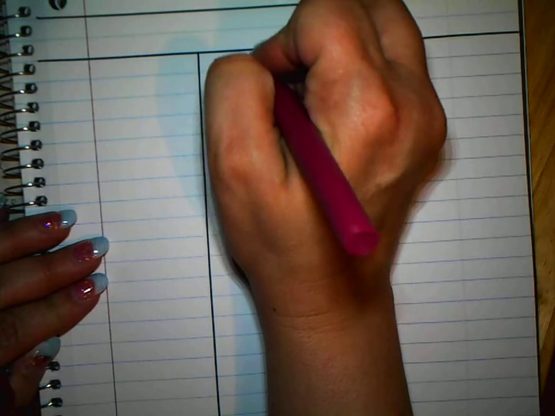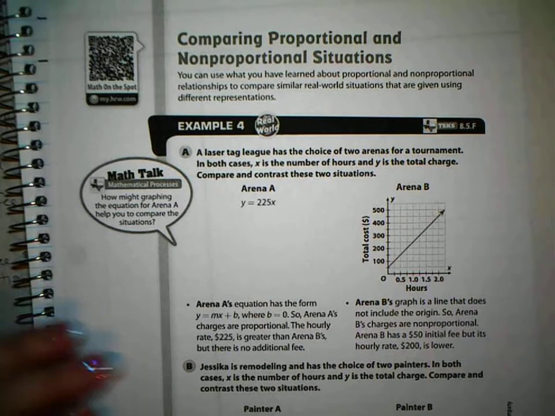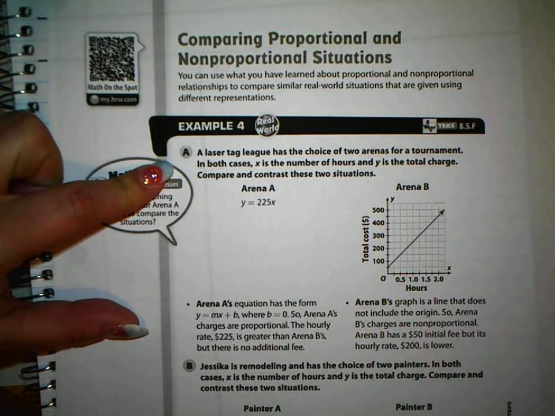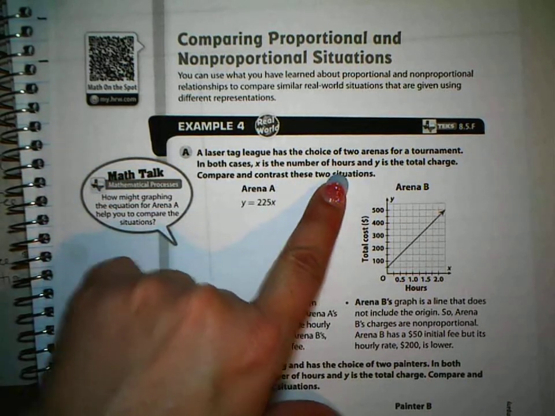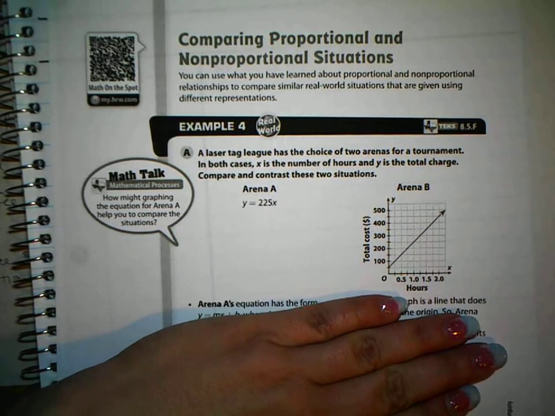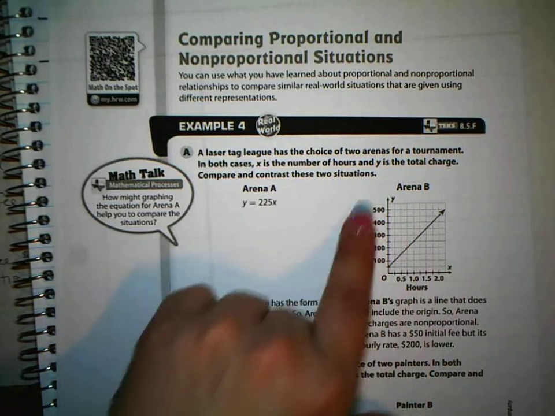Now we're going to do something a little bit different. We're going to do some comparison. We're going to do example 4, and this comes from page 110 in the book. A laser tag league has the choice of 2 arenas for a tournament. In both cases, x is the number of hours, y is the total charge. For arena A, all we get is the equation. For arena B, we get a graph.